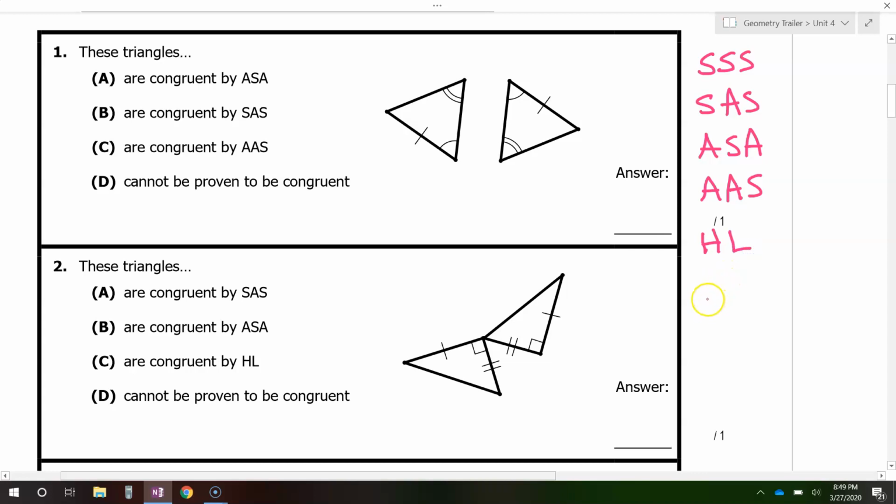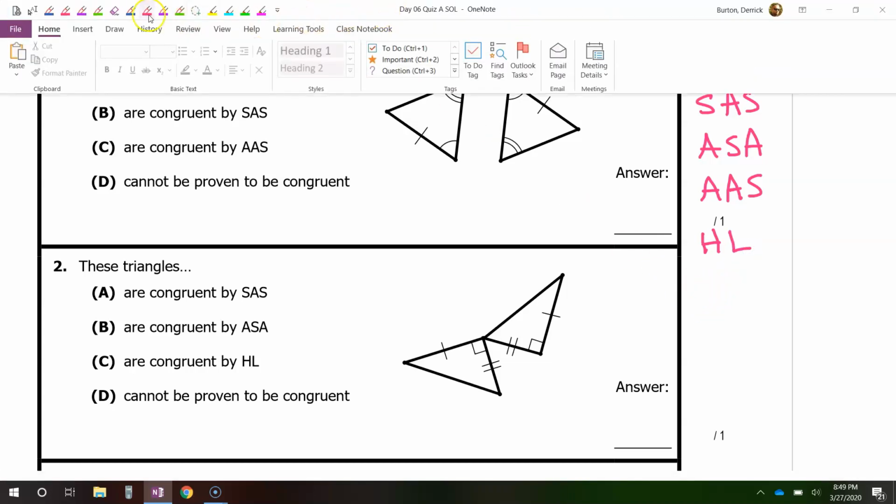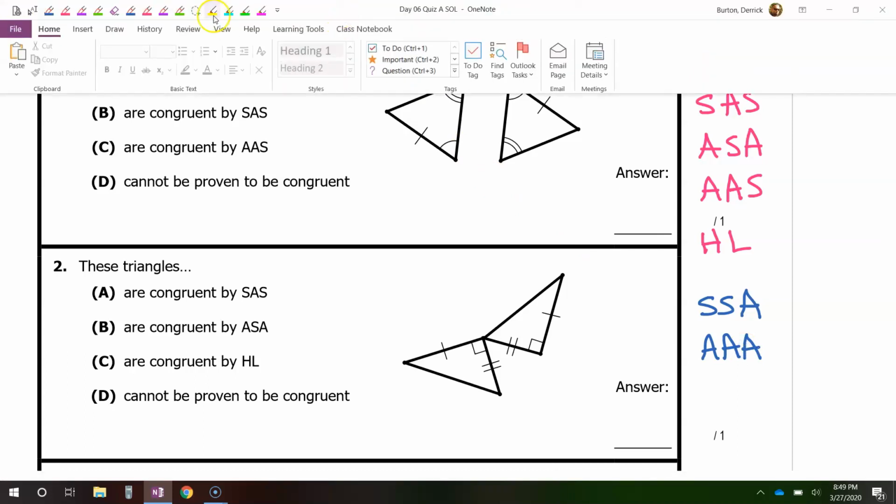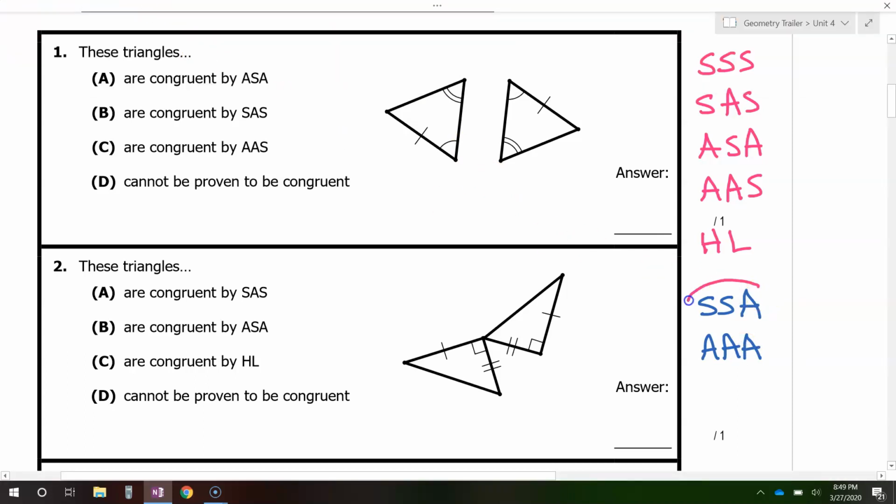Now, here are 2 ways that you cannot prove triangles are congruent. If you have side, side, angle, that does not prove that 2 triangles are congruent. If you have angle, angle, angle, that does not prove that 2 triangles are congruent. And in a minute, I will explain what I mean by all of these things, but I just had to list them out first. All right, these 2 do not work. So, let me explain by doing some examples.